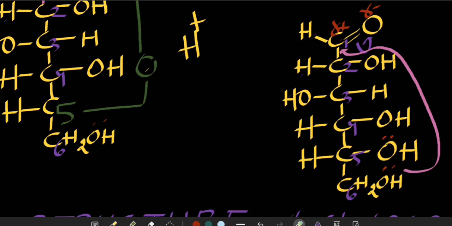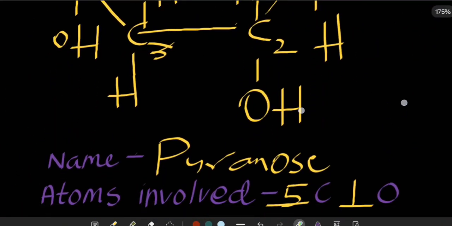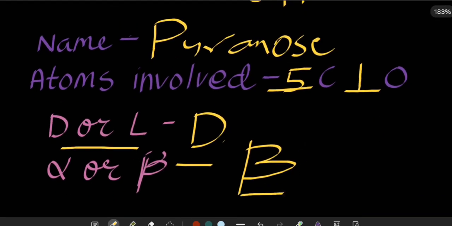So this is the reason why this particular glucose molecule will be termed as D-glucose, right? I'm just going to show you. We're going to call it D-glucose, and then we're going to call it beta. So if I tell you, we're going to call it D-beta glucose, or D-beta pyranose.